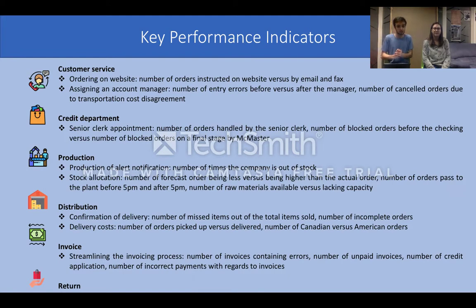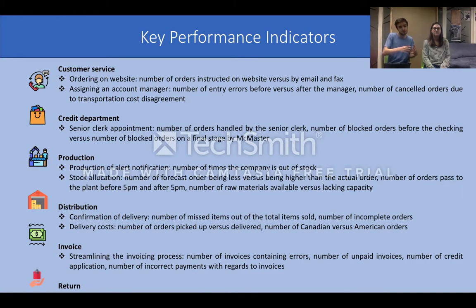When it comes to distribution, we'd like to see the number of missed items out of the total items sold. And we'd also like to look at the number of incomplete orders. And then, with regards to delivery cost, we'd like to look at the number of orders that are picked up by the customer in relation to the number of orders that are delivered directly to the customer. We also like to look at the number of Canadian versus American orders.